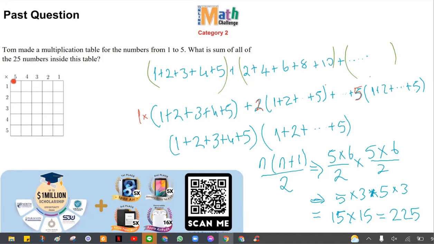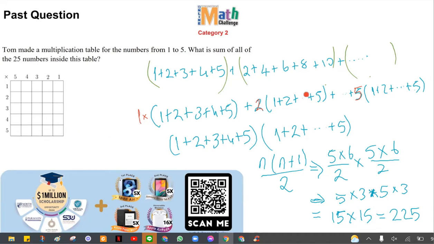So what we can do is the first one is like this: 1 times 5 plus 1 times 4 plus 1 times 3 plus 1 times 2 plus 1 times 1. So this one. Likewise, 2 times, we can start from here to get a good order. So 2 times 1, 2, plus 2 times 2, 4, plus 2 times 3, 6. So we will get this one. And finally, 5 times 1, 5, plus 5 times 2, 10, plus so on.